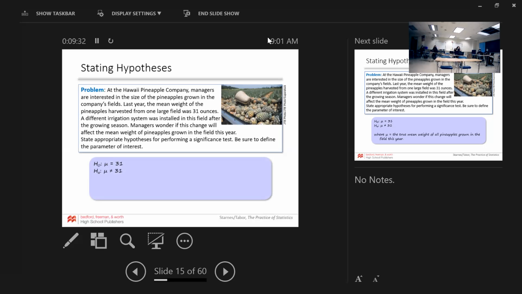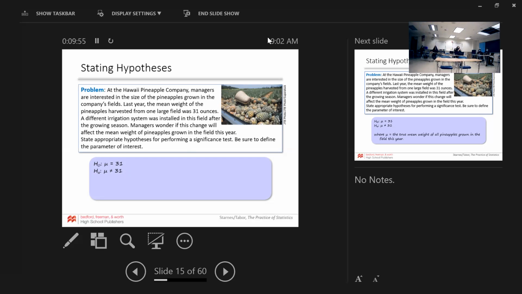The alternate, I'm sorry, the null is mu equals 31. Well, how do we get, ready? What are we trying to do? We're trying to make it go up, yes? We're not trying to bring the water in and make it go down. But look how they worded this.